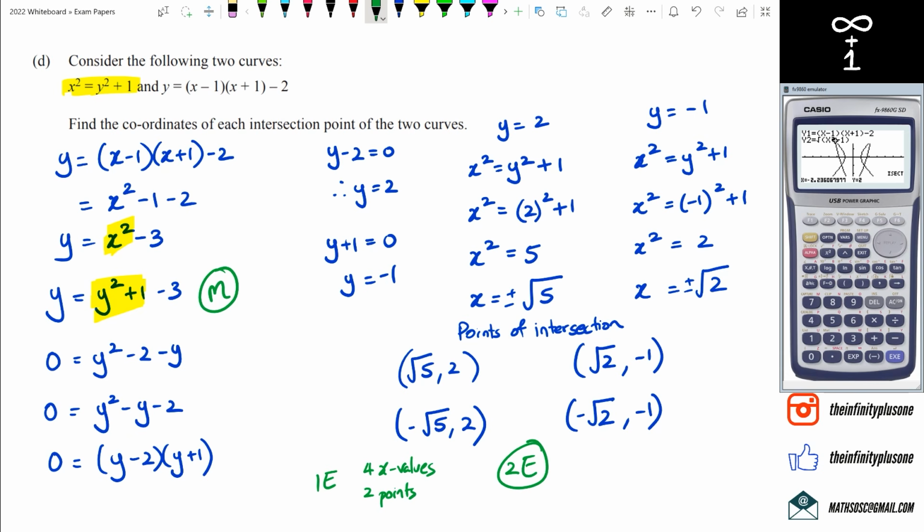Correct expansion and simplification of curve 2 gets you an achieved. Jeez, that right there gets you an achieved. Very, very generous question, I would say, by the looks of it, guys. Yeah, basically that's it for question 1. We move to question 2 shortly, guys.